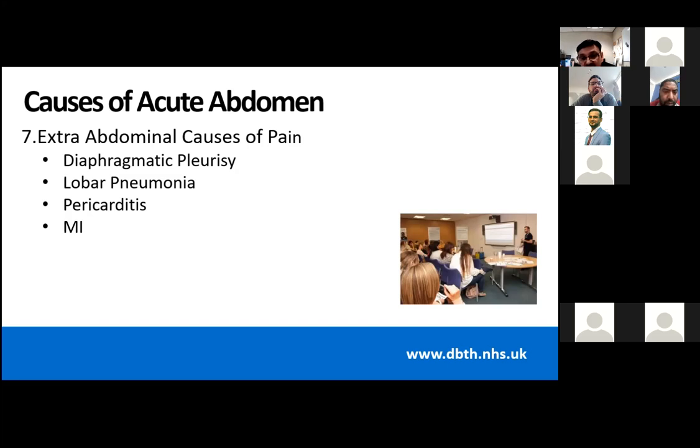With all that resuscitation, it was not getting better. So it was thought that there is something going on which is not going to be picked up on any investigation. A decision was made to take him to theater, and an emergency laparotomy was performed. Normally, we don't do emergency laparotomies in Bassetlaw, but this young patient was so sick and not transferable to Doncaster, so we had to do the laparotomy there.